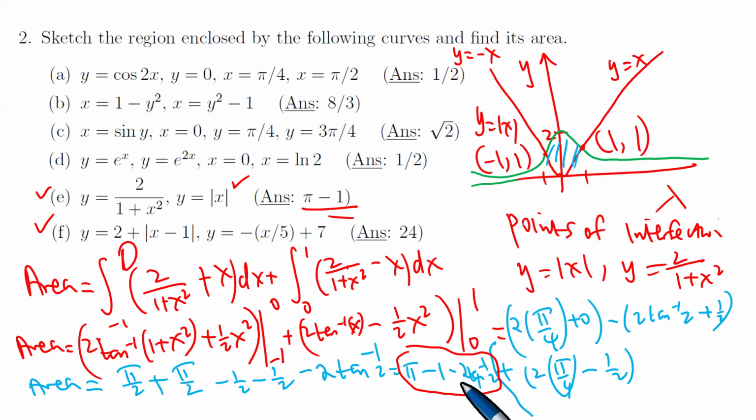So let us see what we're going to get here. I'm checking this out. You'd have the integral from minus 1 to 1, and you'd have the upper curve, which is 2 over 1 plus x squared, then you have the lower curve, which is the absolute value of x. It is only pi minus 1.